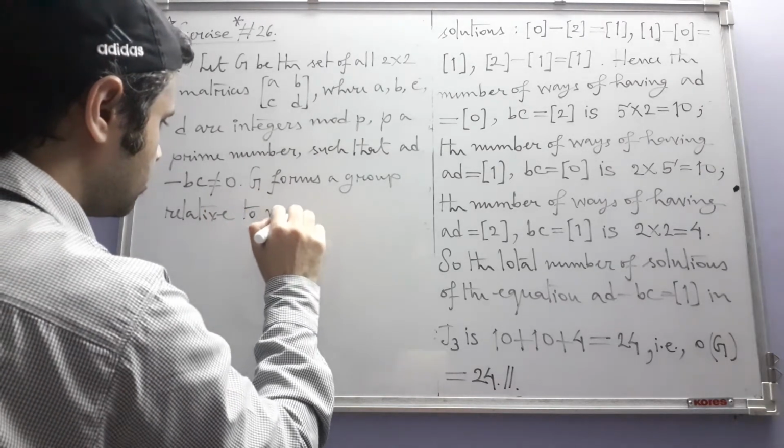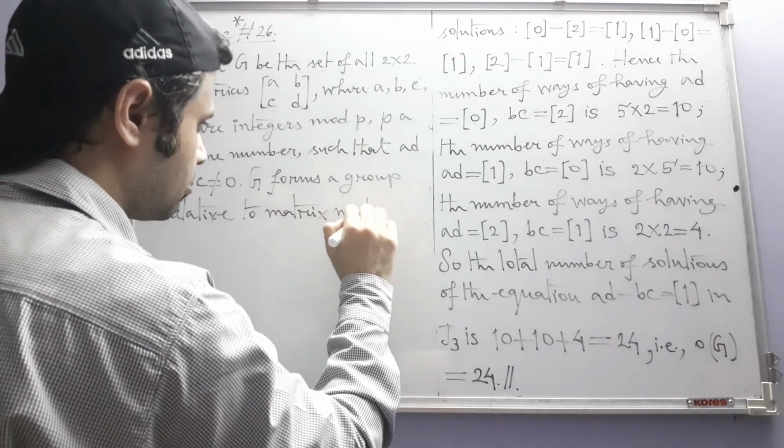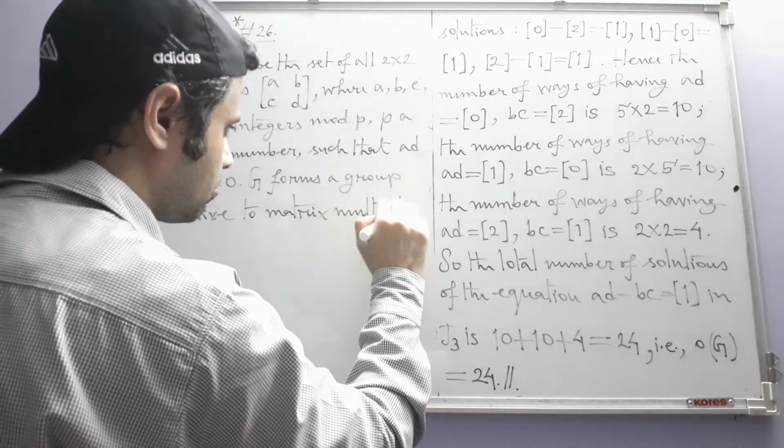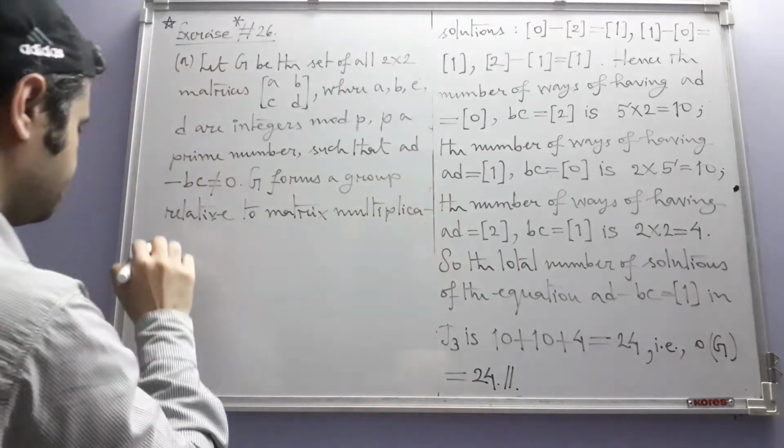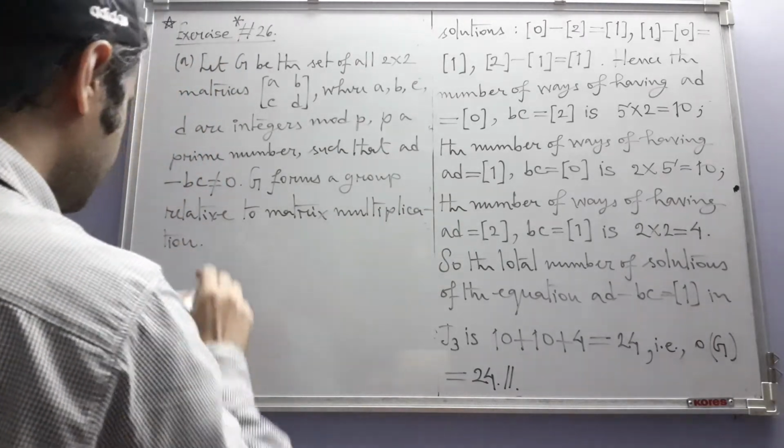Relative to matrix multiplication. What is the order of G?